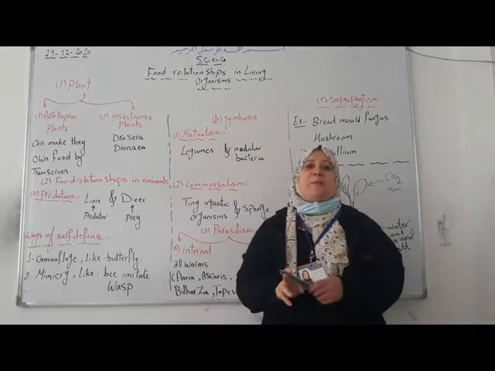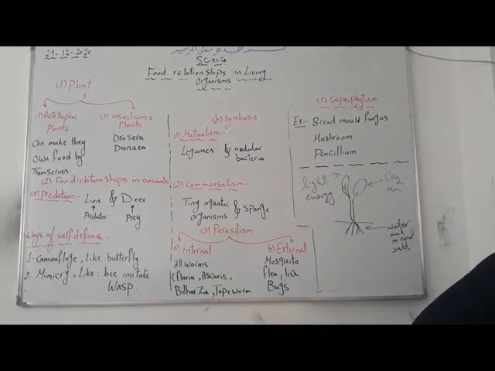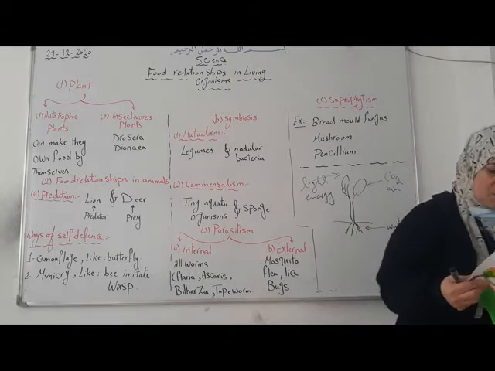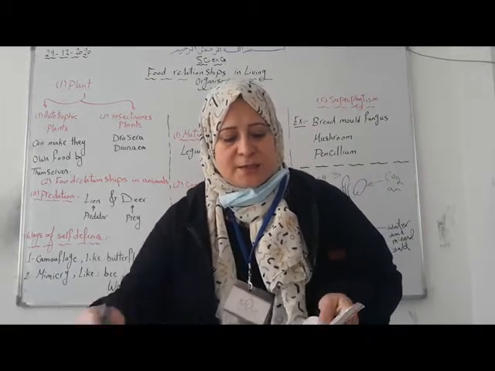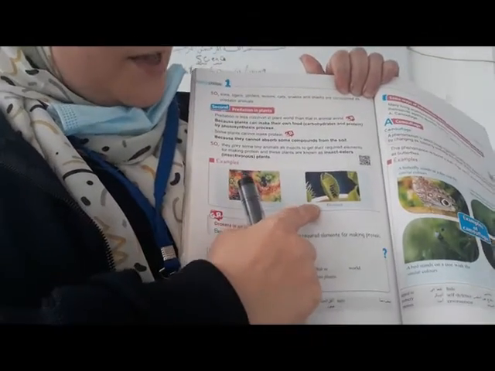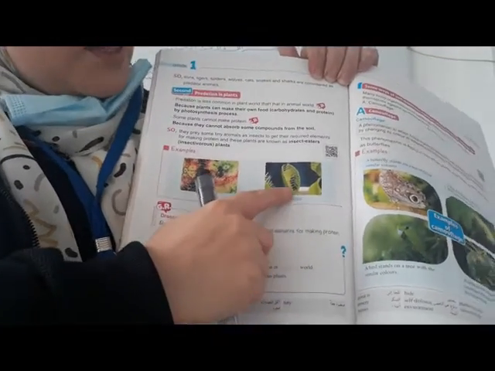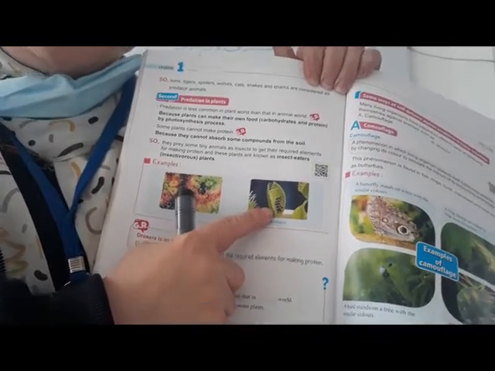These plants capture insects to obtain the energy. You can here see in this picture some types of plants that capture insects. Here there is the Drosera and here is Dionea. As you see, it captures the insects to obtain the protein inside it.